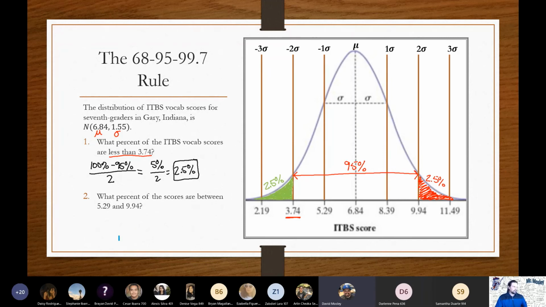All right, so then on question 2, what percent of the scores are between 5.29 and 9.94? Okay, so we're over here. And over here, these are my 2 numbers I'm looking at, right? 5.29 and 9.94. What percentage of my data is under the curve here? Looking at this whole space. And all the way down.